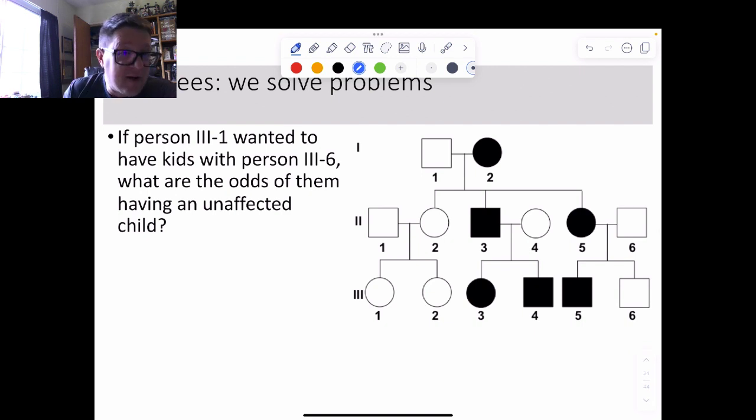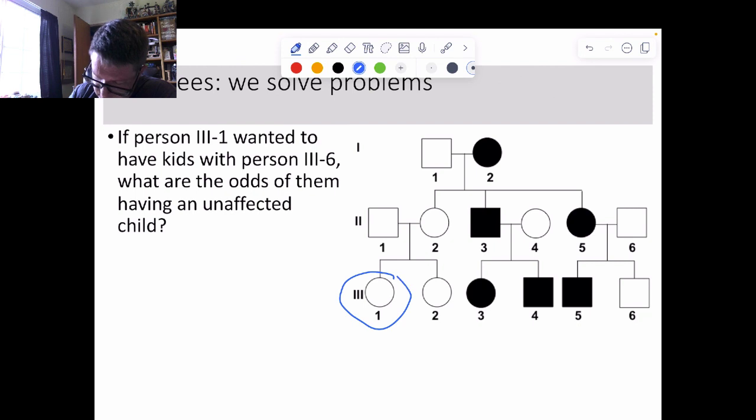So now we can apply a problem to it. Person 3-1, who is this individual right here, wants to have kids with person 3-6. So this would be a consanguineous mating because this is within cousins. So that would be, judge as you will. It's legal in California. What are the odds of them having an unaffected child?